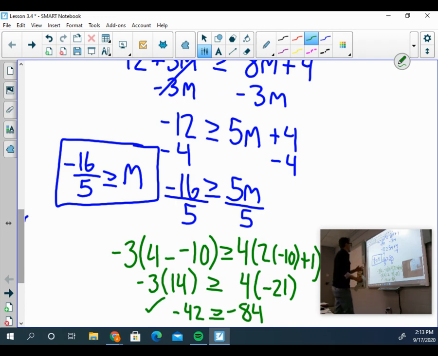Okay, so that's our final numerical example. Again, you see these increase in complexity, right? Now we're dealing with some fractions. We had some distribution to do, but I hope you're recognizing and seeing a broader process that's the same.